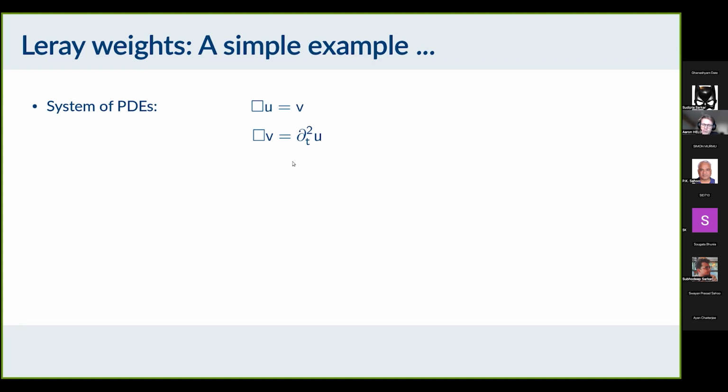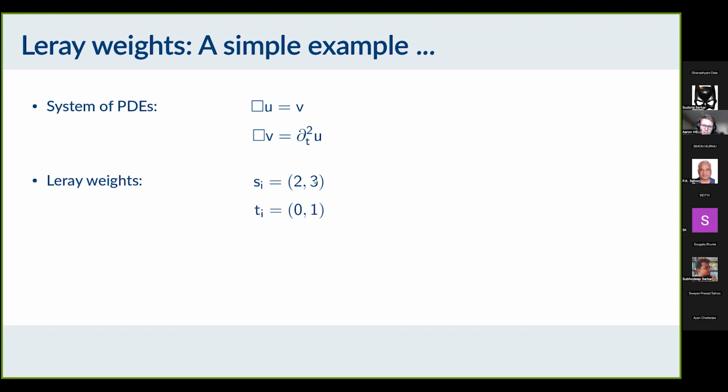So it's not of quasi-diagonal form. But you can find these Leray weights here. Now you can check the conditions from the previous slide. If you take 2 minus 0, you get 2, which is exactly the order of this equation, right? Because the derivatives on u are second order. Similarly, if you take 3 minus 1, you get 2, which is the order of this equation. There are second derivatives on v.